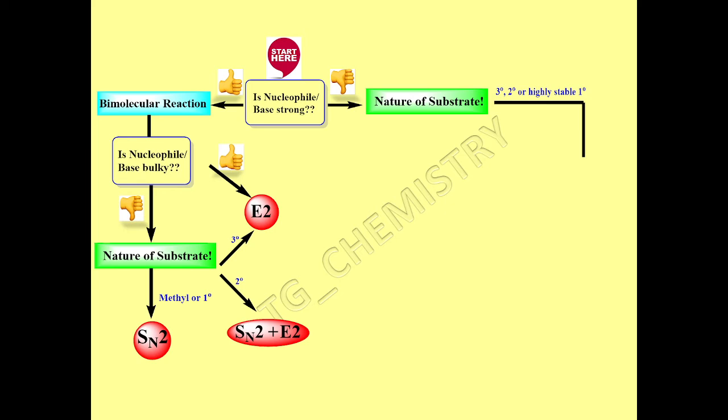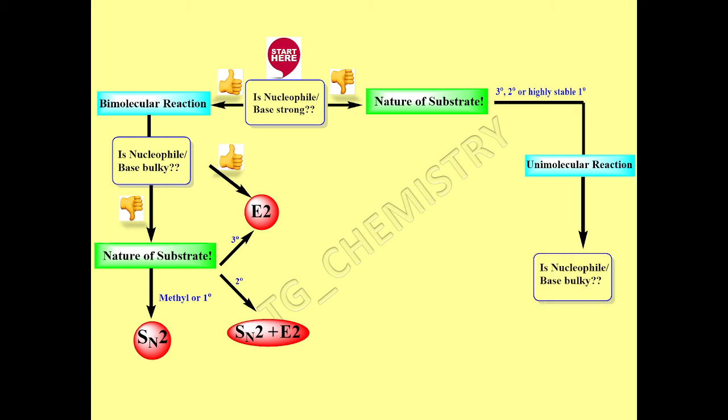Now we see the other way, where the nucleophile or base given is not a strong one. In that case we have to look at the nature of the substrate, and if the substrate is 3-degree, 2-degree or a highly stable 1-degree alkyl halide, it will follow the unimolecular reaction pathway. That means only the concentration of the substrate will appear in the rate determining step of the reaction. There will be no role of the nucleophile or base in the rate determining step of the reaction.